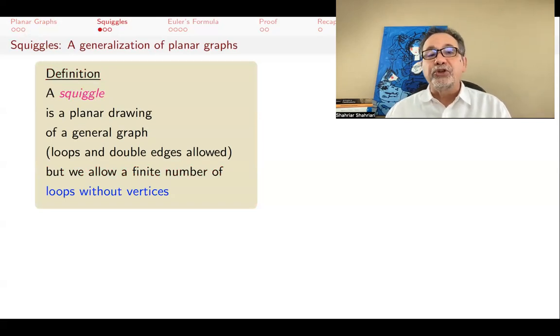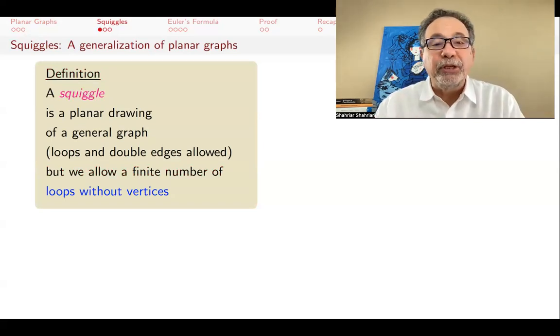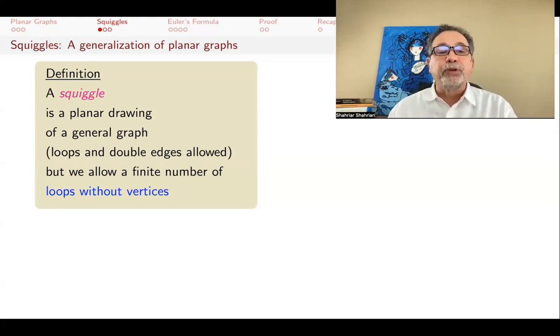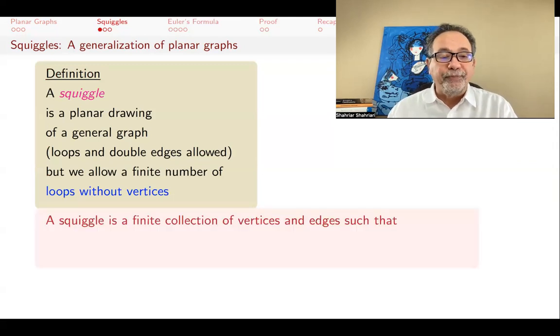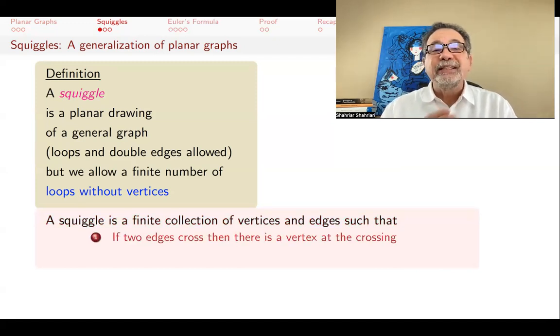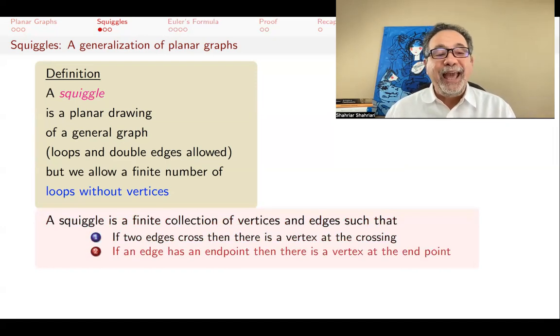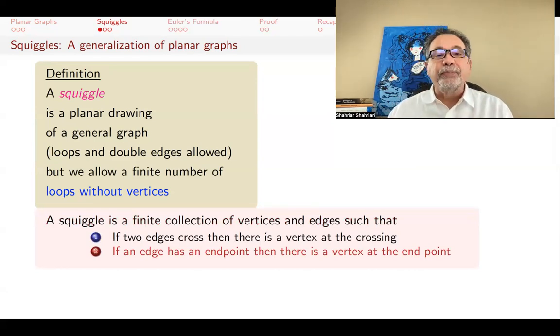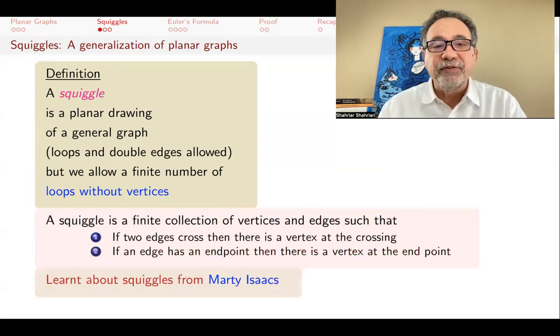loops without vertices. So now this is not really a graph because I'm allowing loops that do not have vertices. So it's possible, for example, for a squiggle not to have any vertices at all, to just be a bunch of loops without vertices. So this is a generalization of a planar drawing of a general graph. Another way of defining this is that a squiggle is a finite collection of vertices and edges such that if two edges cross, then there's a vertex at the crossing, and if an edge has an endpoint, then there's a vertex at the endpoint. There's no edges sort of hanging out there without a vertex at the other end of them. I learned this concept from my thesis advisor, Marty Isaacs.